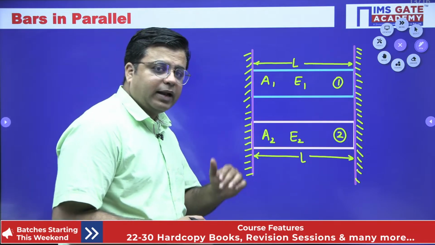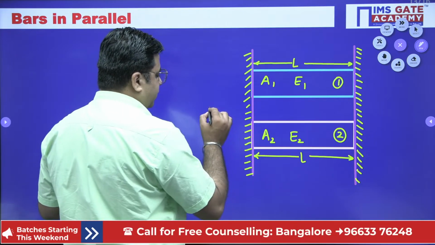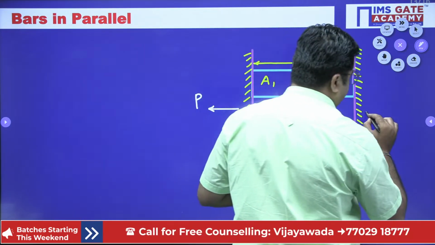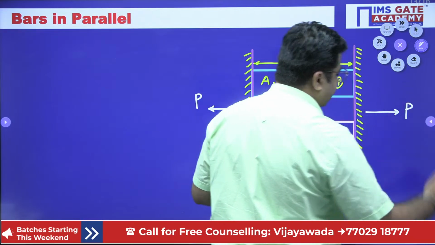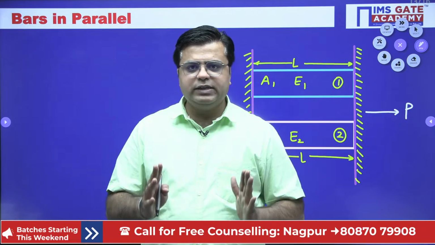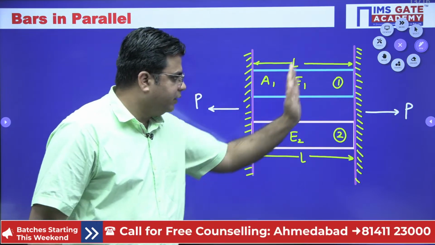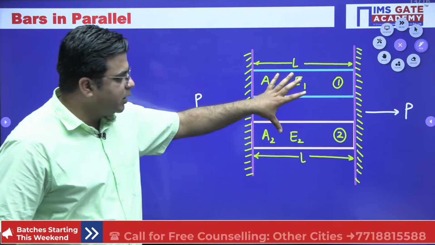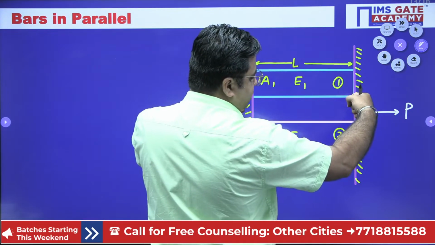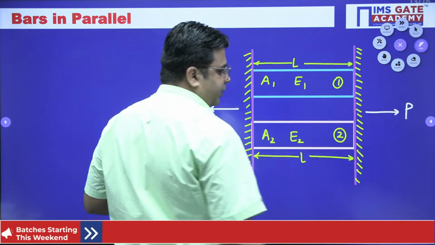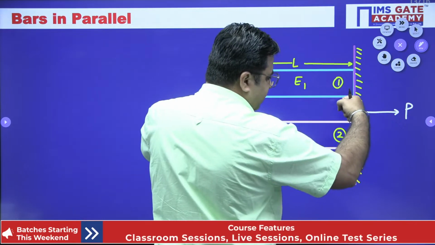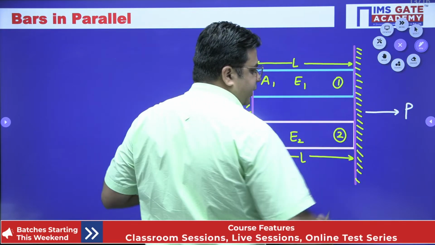Now, how do we analyze these types of members? For this assembly, the total amount of load that is acting is P. So just imagine you have these two clamps, and in these clamps the members are attached. You hold these clamps and pull with some amount P. You just hold this clamp and pull it by some amount P.